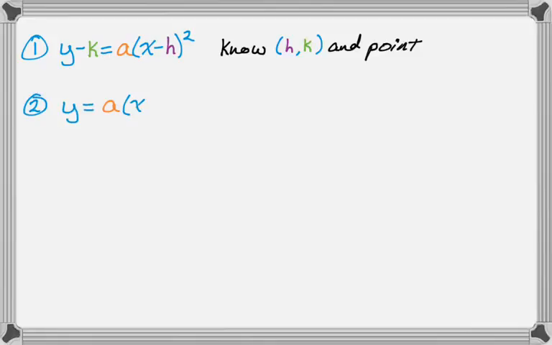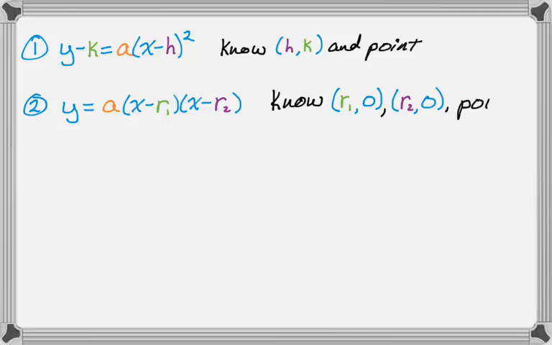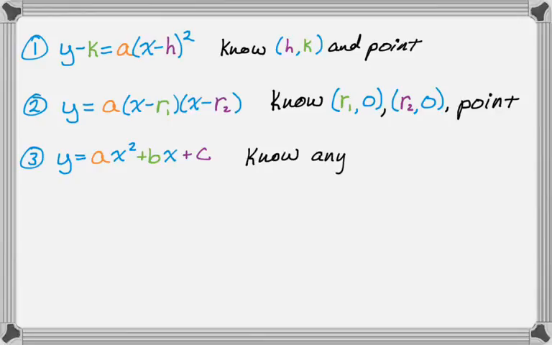A second option is y equals a, the quantity x minus r1 times the quantity x minus r2, where r1, r2 are the roots of the quadratic. So if you know the ordered pairs r1, 0 and r2, 0, then you need another point to be able to figure out what a is. And then the third option, which is actually by far the most labor intensive, is where we just know three random points. And so what we do is we use y equals ax squared plus bx plus c. We end up with a system of three equations and three unknowns, and then we solve it by whatever method we prefer. So let's take a look at one of each.